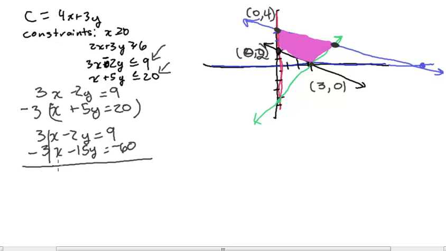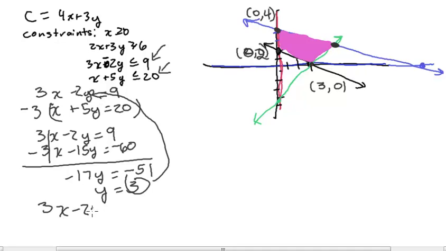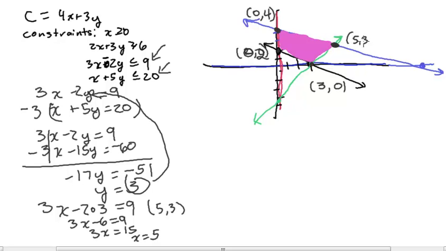I add my two equations together. I get negative 17y equals negative 51, and if I'm lucky, then y will equal 3, which it does. Okay, so I get y equal to 3. To find what x is, I plug this y equals 3 back into here. So 3x minus 2 times 3 equals 9, or 3x minus 6 equals 9, 3x equals 15, or x equals 5. So this gives me the point 5, 3. So now I have the coordinates of this vertex, 5, 3.